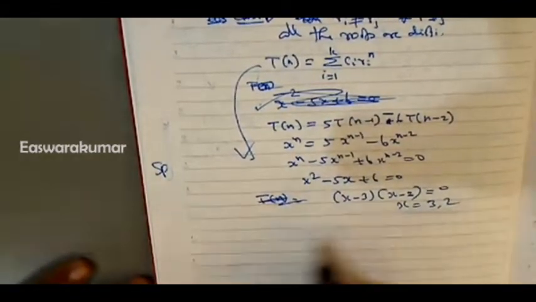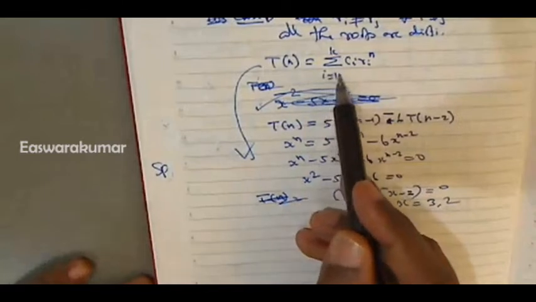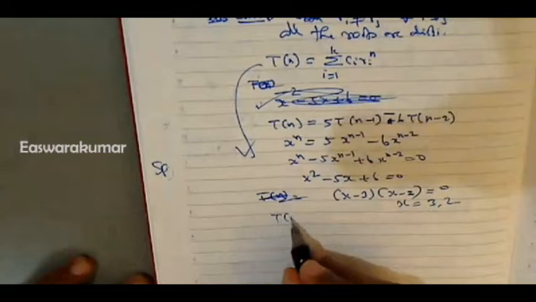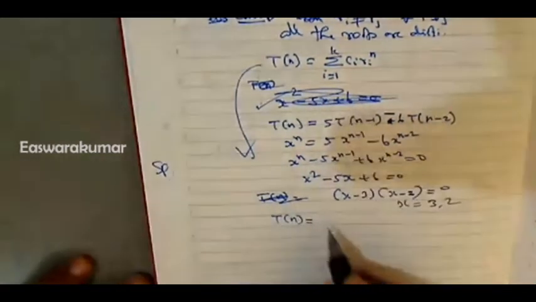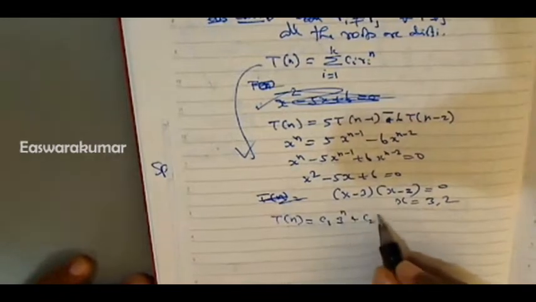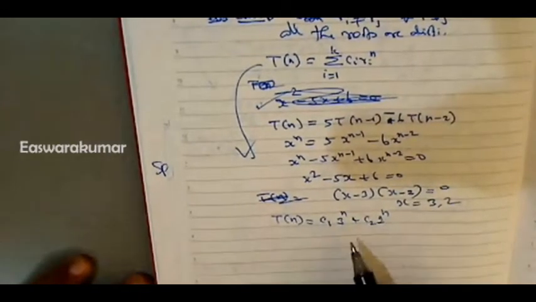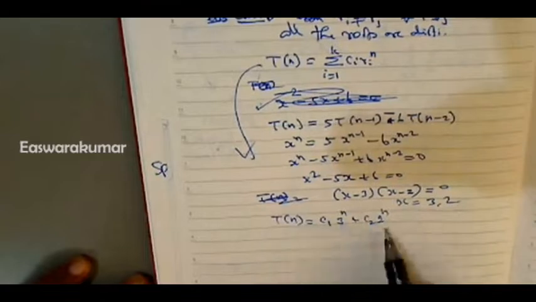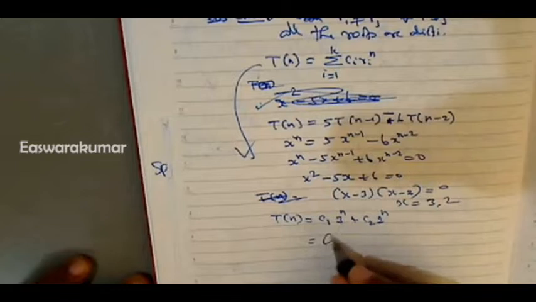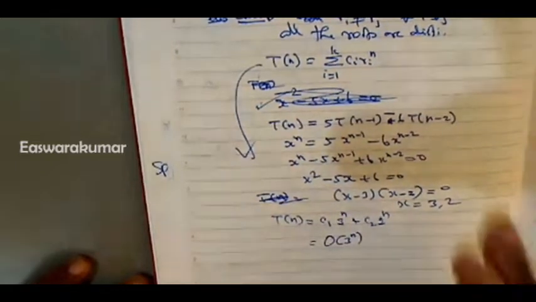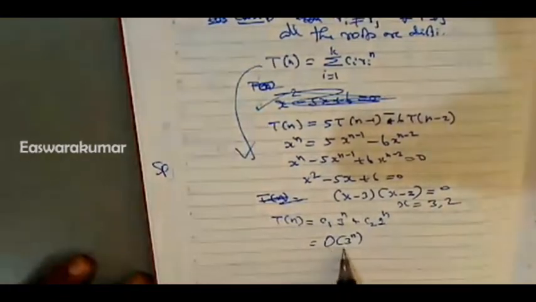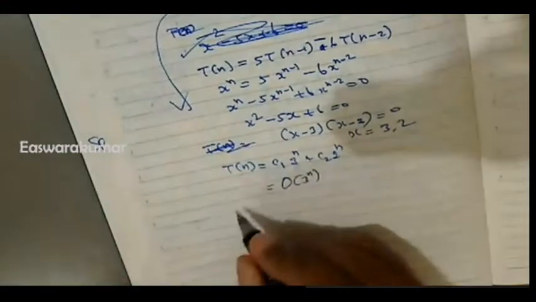The roots are distinct. So if the roots are distinct, you can use this formula. So what will be your t of n? T of n is equal to, according to this formula, c1 into 3 power n plus c2 into 2 power n. Now you see that 3 power n and 2 power n, if you compare, 3 power n is larger. So you can say that this is equal to order of 3 power n. So the algorithm which has a recurrence equation something like that, its complexity will be order of 3 power n.